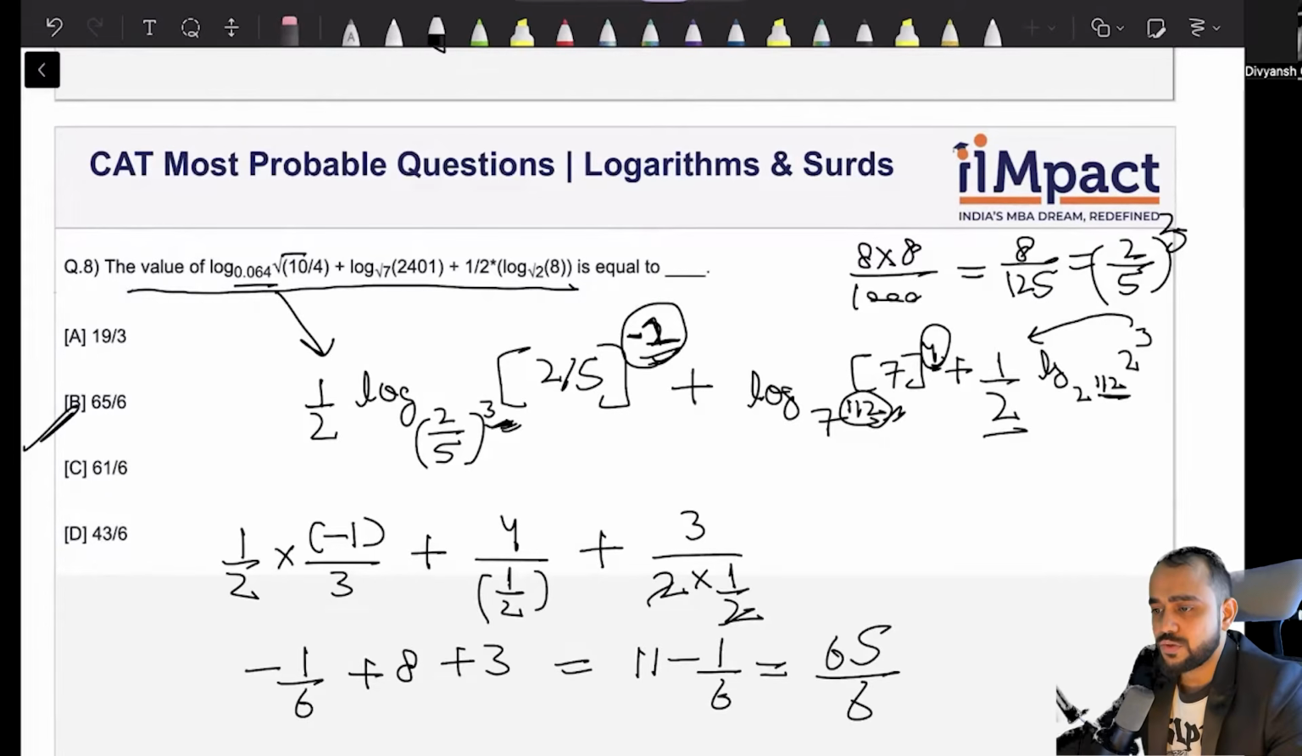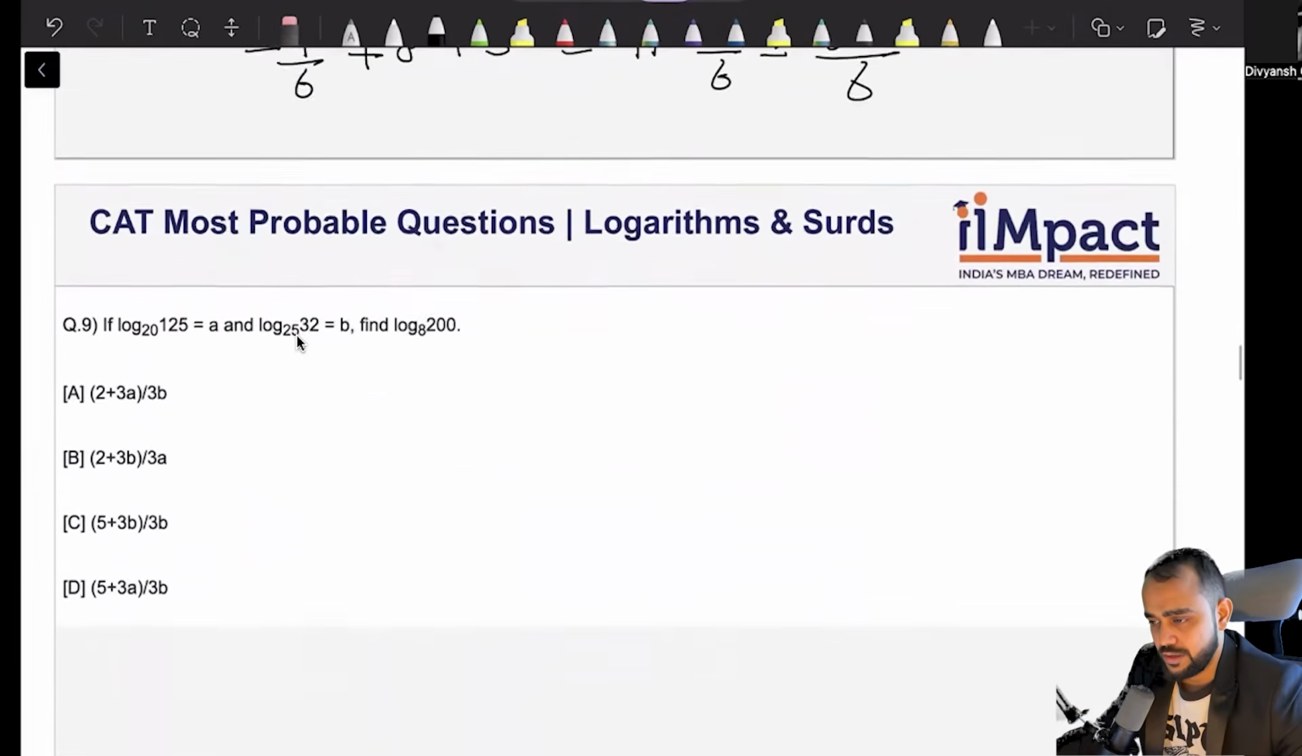So the answer for question number 8 is going to be B. So this is a very trivial question. You know that the bases, because they are individually different from each other, would in some iteration be the same as the inside argument. And this gets asked a lot.